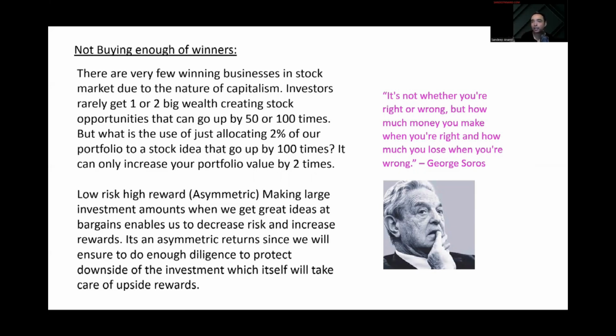So the idea is to get 10 times in 10 years, right? If you want that kind of performance, you need to allocate at least 5% to 10% of your capital to a particular stock, especially if it's a strong conviction buy for you. You need to allocate heavily. This is what George Soros said: it's not whether you're right or wrong, but how much money you make when you're right and how much you lose when you're wrong. So the risk has to be balanced. I mean, low risk, high reward, that is asymmetric bets. Making large investment amounts when we get great ideas at bargains enables us to decrease risk and increase reward. So the ideal way, if you want to develop strong conviction, is to allocate heavily towards a stock business, and not one.